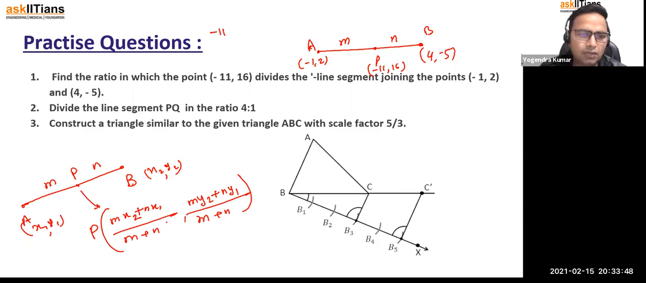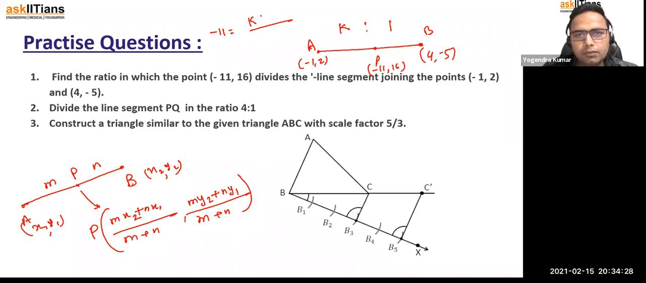So using that, we can find it easily. What we need to do here is compare. You can say 11 is equal to M times 4 plus N times -1 divided by M plus N. By the way, you can take the ratio as k is to 1 also. That is better, because that way you get only one unknown. We are just finding the ratio here, not the exact values of M and N.